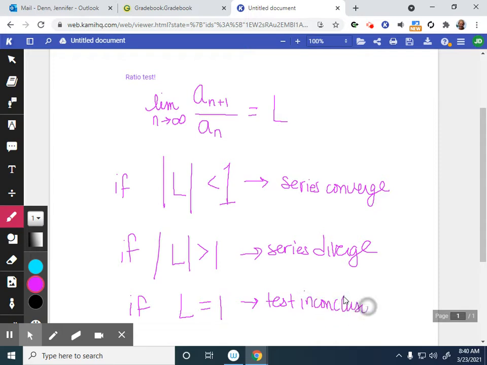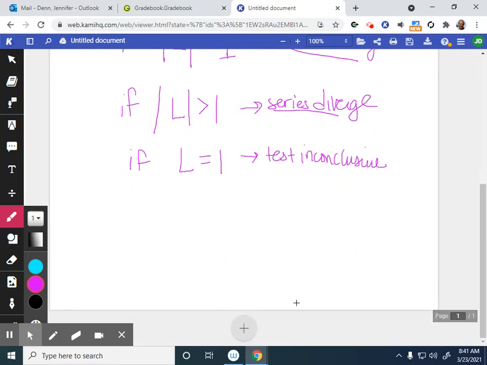So that's why this is used so much, because it can be very helpful. If the limit is less than 1, we converge, greater than 1, diverge. That's a definitive answer. The only time we don't get a definitive answer is if that limit equals 1, and then we say that the test is inconclusive. So, okay, what does that mean?